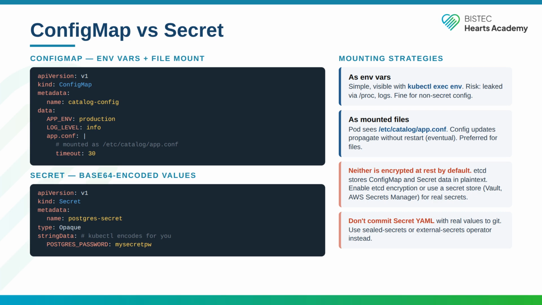Two things to never forget. Neither config map nor secret is encrypted at rest by default. And never commit secret YAML with real values to Git. Use sealed secrets or an external secrets operator for production.